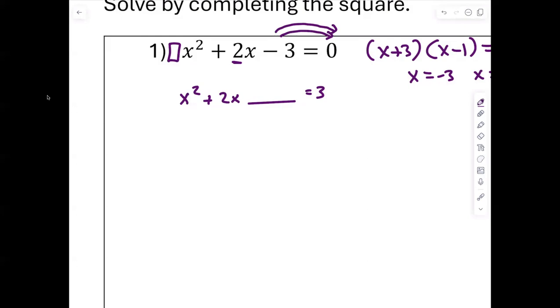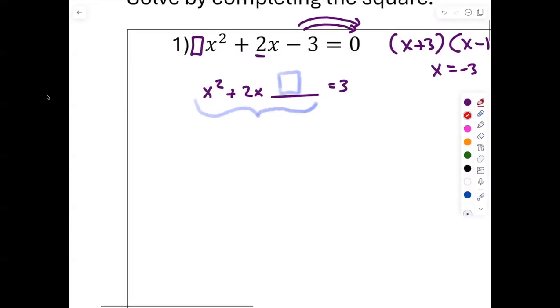Now, here is what we mean by completing the square. We're trying to find a number that fits here that will make this a perfect square. To do that, it's a very simple technique. I want everybody to put a little note to the side. You just take b and you divide it by 2, and then you square it. That's how you complete the square.